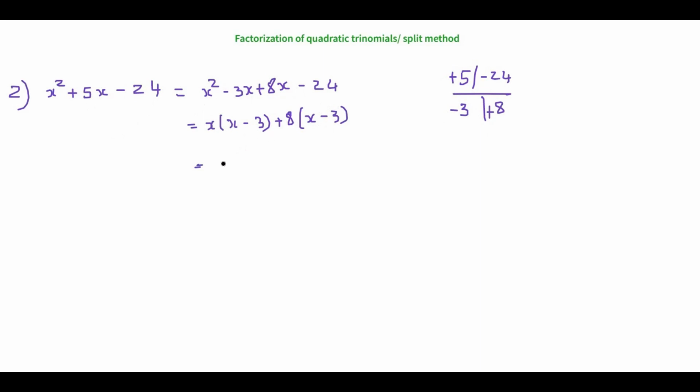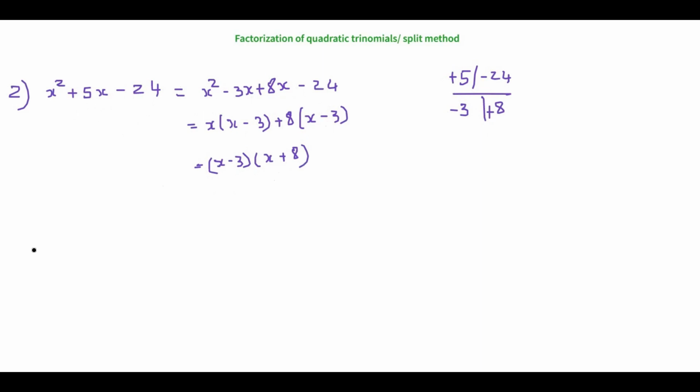So now since x minus 3 is common here, I will take x minus 3 outside and I am going to put x plus 8 here. So this is the way we do this type of question. And the same way as I taught you in the previous question, you can do the verification. You can try the verification for this question and check whether you're getting the original expression again.